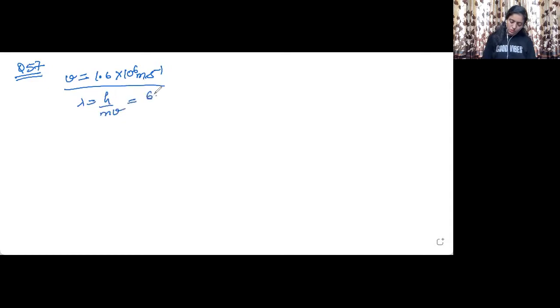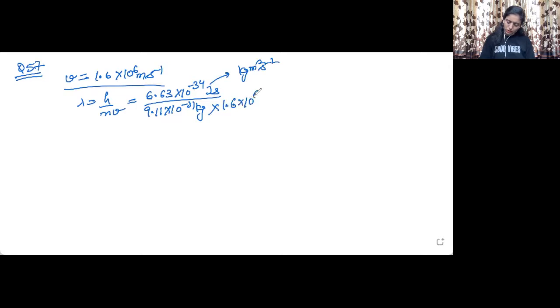So it is 6.63 into 10 raised to the power minus 34 joule second upon the mass of the electron, which is 9.11 into 10 raised to the power minus 31 kg. Now here joule is kg meter square per second square, so this kg will get cancelled. Velocity is 1.6 into 10 raised to the power 6 meter per second. Here I'm telling you that joule has kg because we cannot use the mass in grams here. We need to have all the same units.